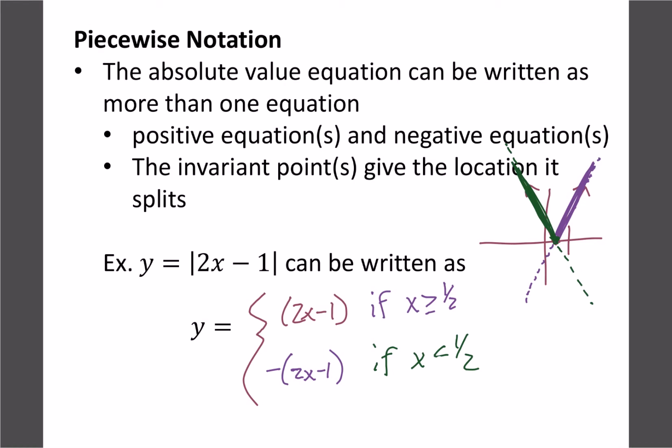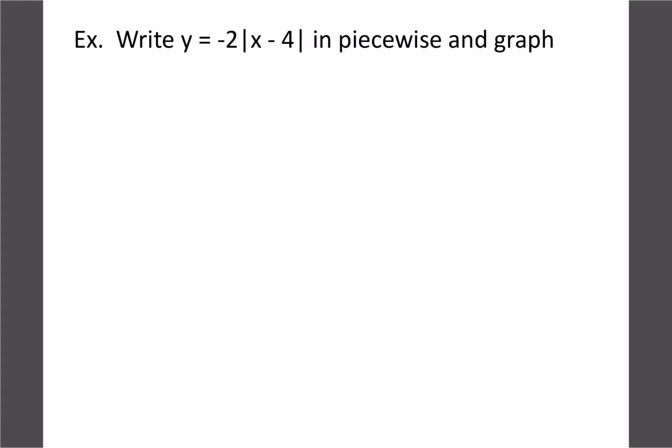So what you need to remember is just take your original absolute value, write it as a positive, write it as a negative, and then figure out where it's greater than or less than compared to that x-intercept. So let's do another one here.